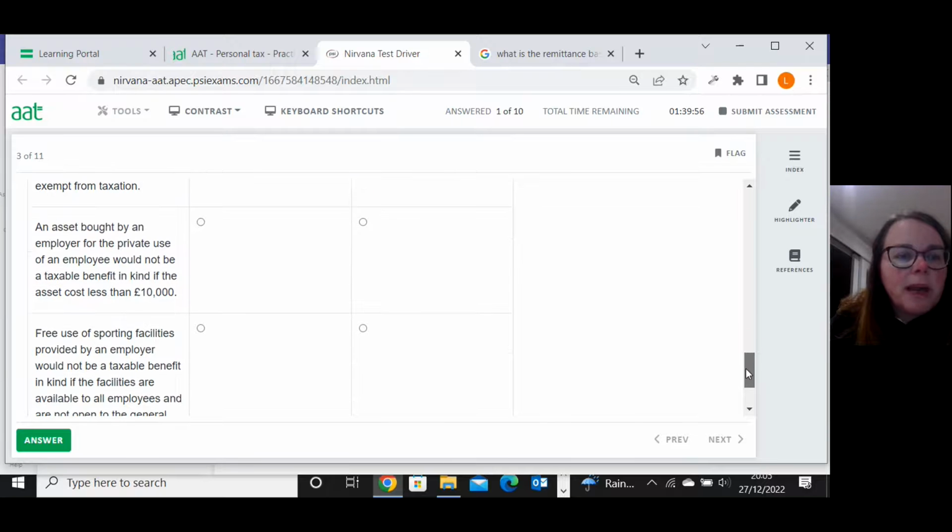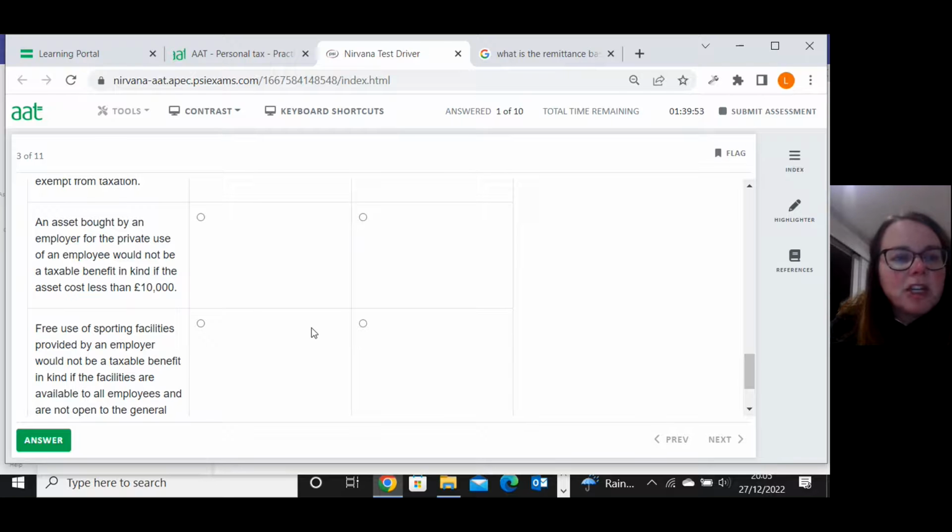An asset bought by an employer for the private use of an employee would not be a taxable benefit if the asset cost less than 10,000. Well, that's false as well, because the rule around using a company asset is it's 20% of the value of the asset when first provided for use. No mention of 10,000. The 10,000 applies to loans, not to use of assets.